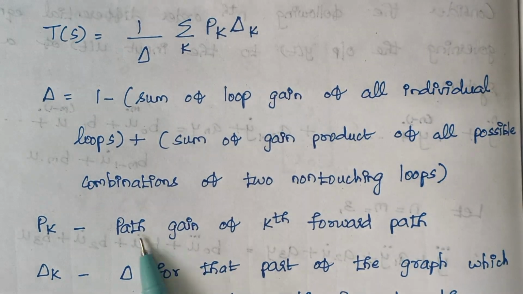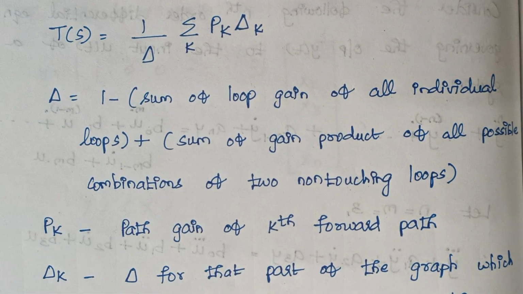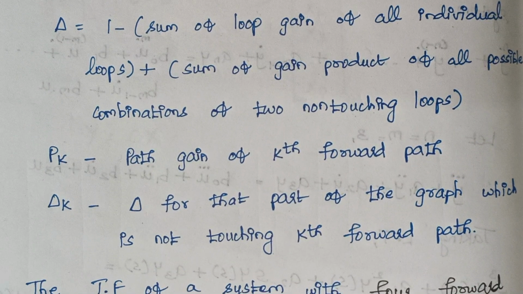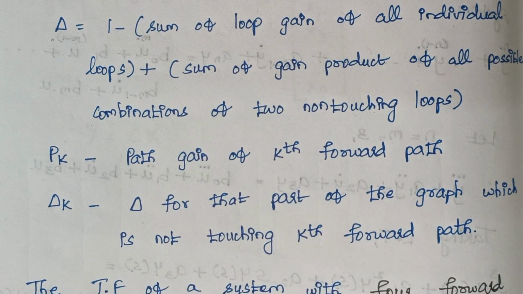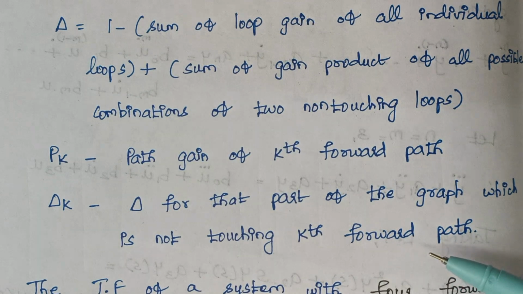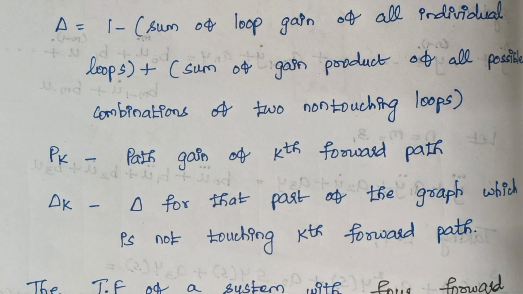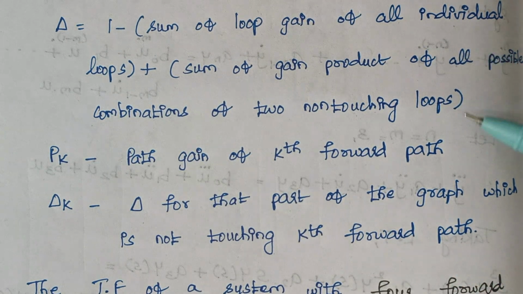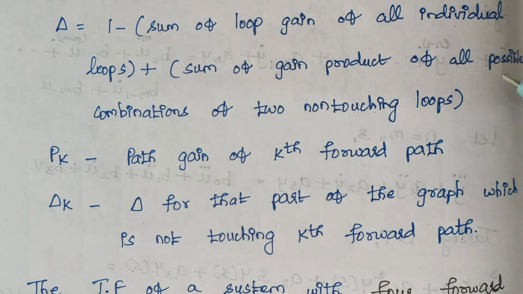pk is nothing but path gain of the kth forward path, and del k is nothing but del for that part of the graph which is not touching the kth forward path, right? So these are all the things which we had already discussed, right? So just an introduction about this is Mason gain formula, that's it.